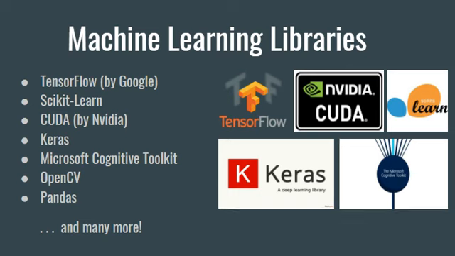Some of the machine learning libraries are TensorFlow by Google and Scikit-learn, CUDA by NVIDIA, Keras, Microsoft Cognitive Toolkit, OpenCV, Pandas, and there are a lot more available. You can just Google. And one thing to be mentioned is few of the libraries are specific only to deep learning. So that's a point that you should note.